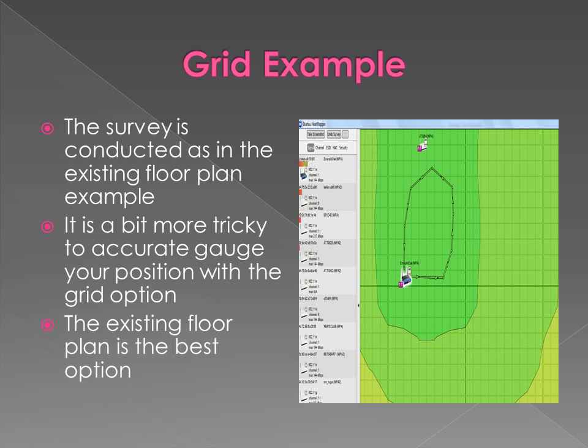So what I did is I walked around my living room again, and basically the same thing as the existing floor plan sample. Just clicking as you step, and then when you're finished, clicking again to generate the heat map. It's a little bit more tricky to accurately gauge your position with the grid option. So I mean, it's probably better to use a floor plan option versus a grid because it's just a lot more difficult to use than if you had an existing floor plan that you created.